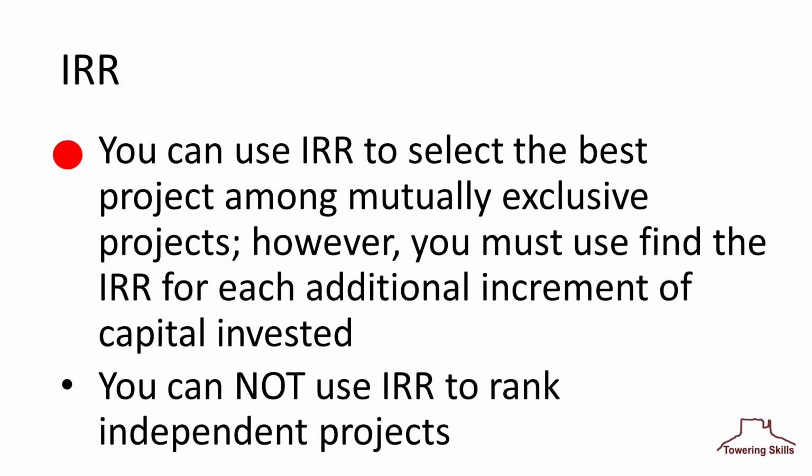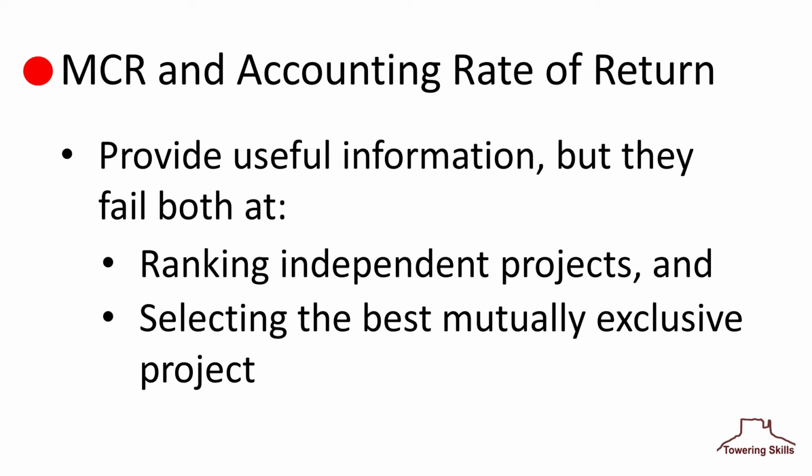You can use internal rate of return to select the best option for mutually exclusive alternatives, but to do so you must find the IRR for each increment of capital invested. On the other hand, internal rate of return fails to consistently rank independent projects. Maximum capital at risk and accounting rate of return, which we've not discussed in these videos, present useful information, but they fail both at ranking independent projects and selecting the best project from a group of mutually exclusive projects.